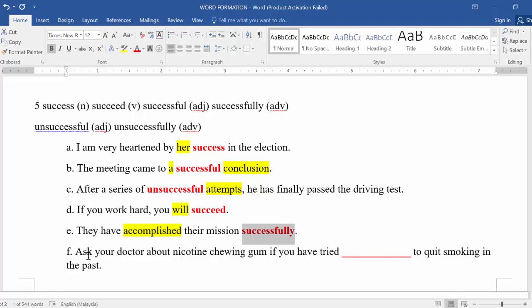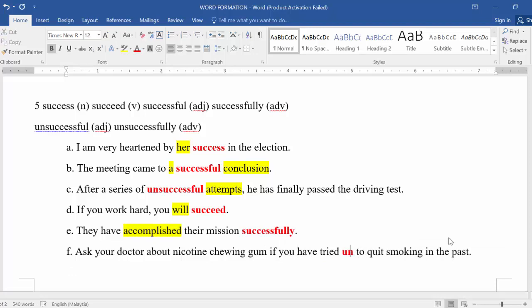Last one. Ask your doctor about nicotine. Nicotine is a plant which is used in cigarettes. Nicotine chewing gum, if you have tried what to quit smoking in the past. Your answer should be unsuccessfully. Unsuccessfully here is describing the verb tried. So that's all for the explanation of this exercise.